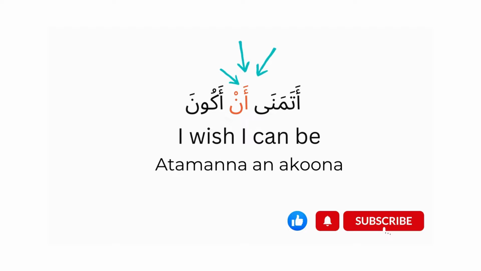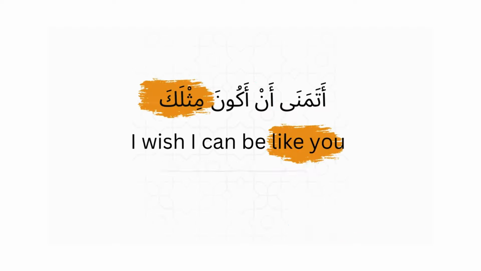And the verb أتمنى is one of those verbs that need the preposition أن after it. أتمنى أن أكون. For more details and examples about this, you can go back to that lesson that appears on your screen. I will also link it in the description box below. The word مثلك means like you. And to say, I wish I can be like you, we have أتمنى أن أكون مثلك.